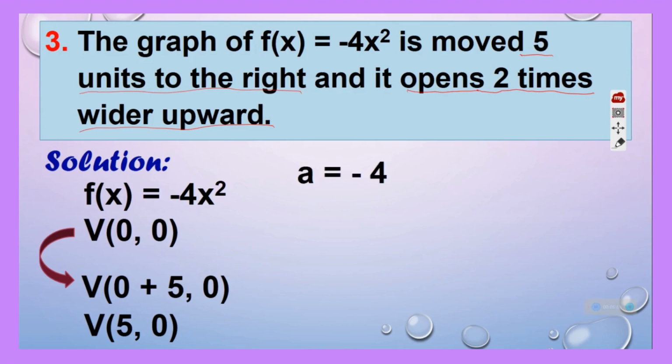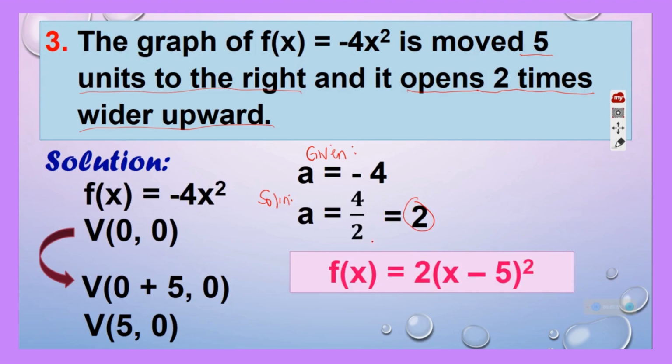Then, we will change also the value of a. The given value of a is a equals negative 4. Then, to solve the new value of a, we're going to change negative 4 into positive 4 because opening upward, and then divide it by 2. Bakit divide it by 2? Because 2 times wider. Pag naging wider ang graph, ibig sabihin ang value ng a ay bababa o magiging smaller. Kaya, i-divide natin by 2 kasi 2 times wider. So, therefore, the new value of a is positive 2.